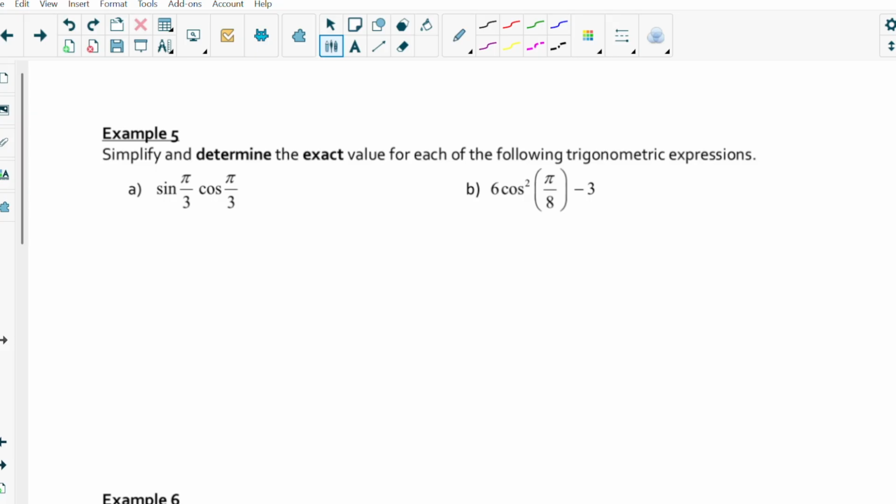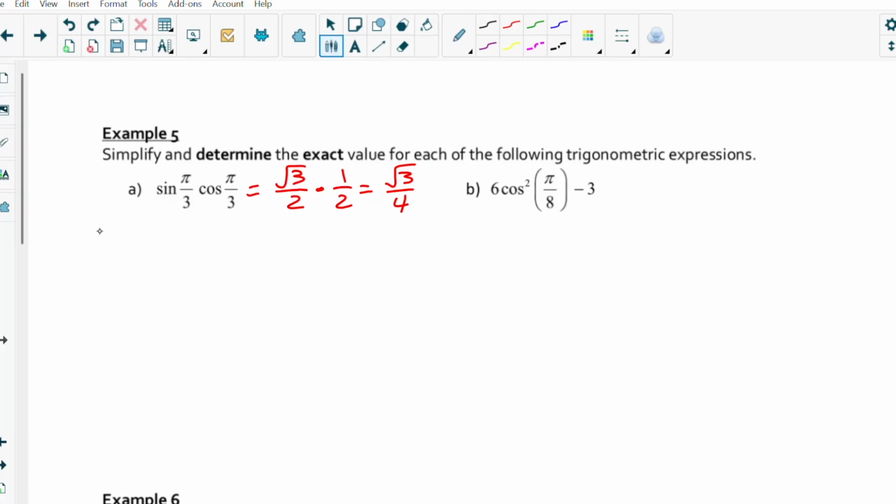Simplify and determine the exact value for each of the following trigonometric expressions. So we can actually do this two ways, right? What's the sine of pi over 3? Sine of pi over 3, that's square root of 3 over 2. What's the cosine of pi over 3? That is 1/2, and that is square root of 3 over 4. Let's use double angle identities to evaluate this as well.